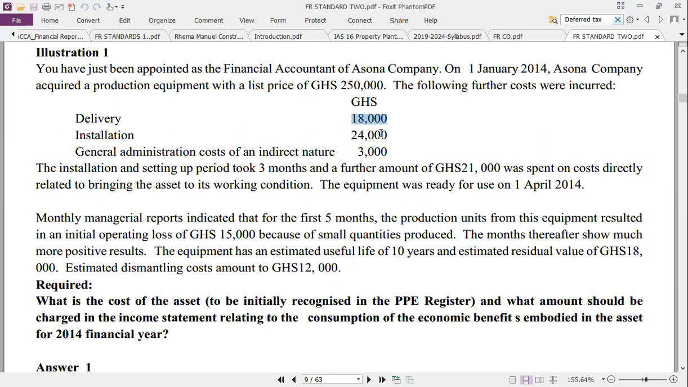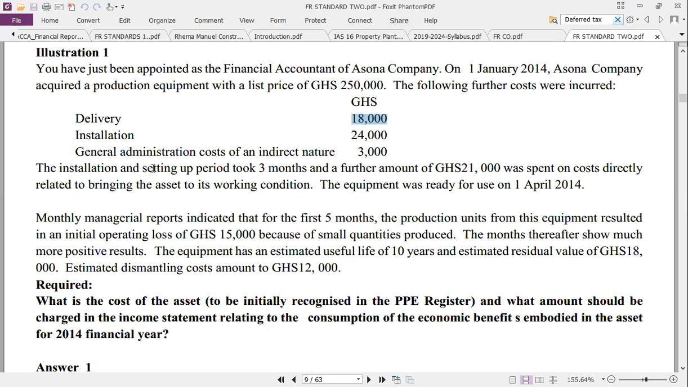Now, general admin cost of indirect nature, will it be part? What about direct nature? It will not be part, because general admin cost should not be part of the cost of the PPE. Because if you are not going to buy the PPE, won't you incur your administrative cost? Exactly. Now let's continue.